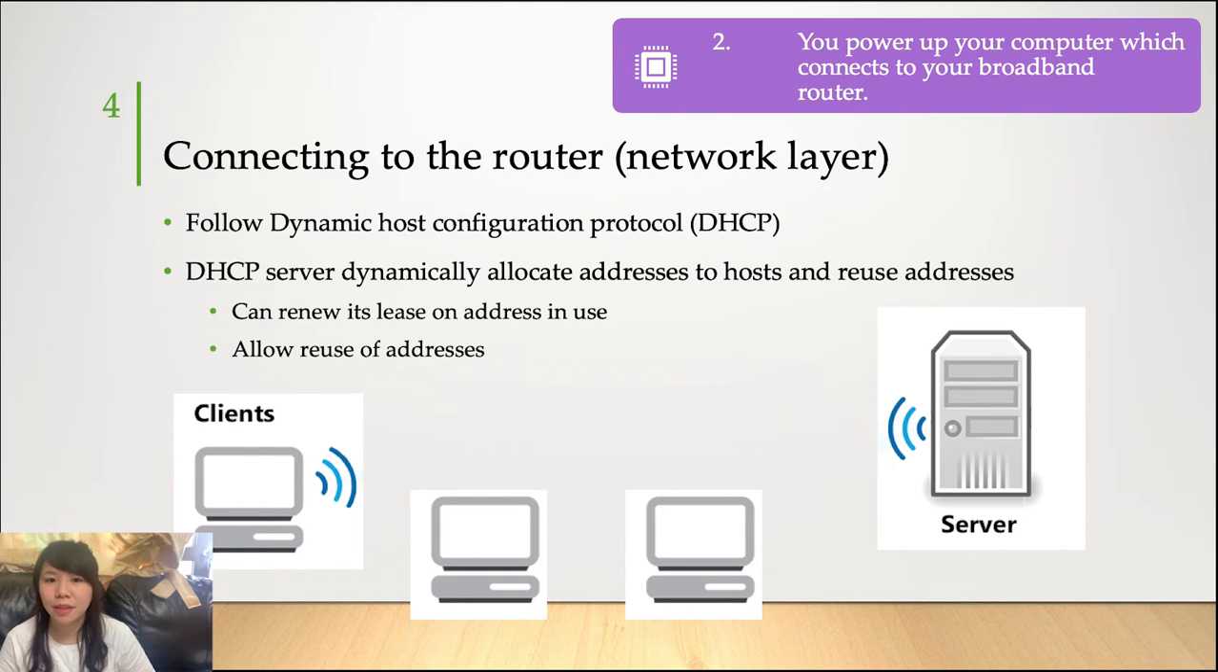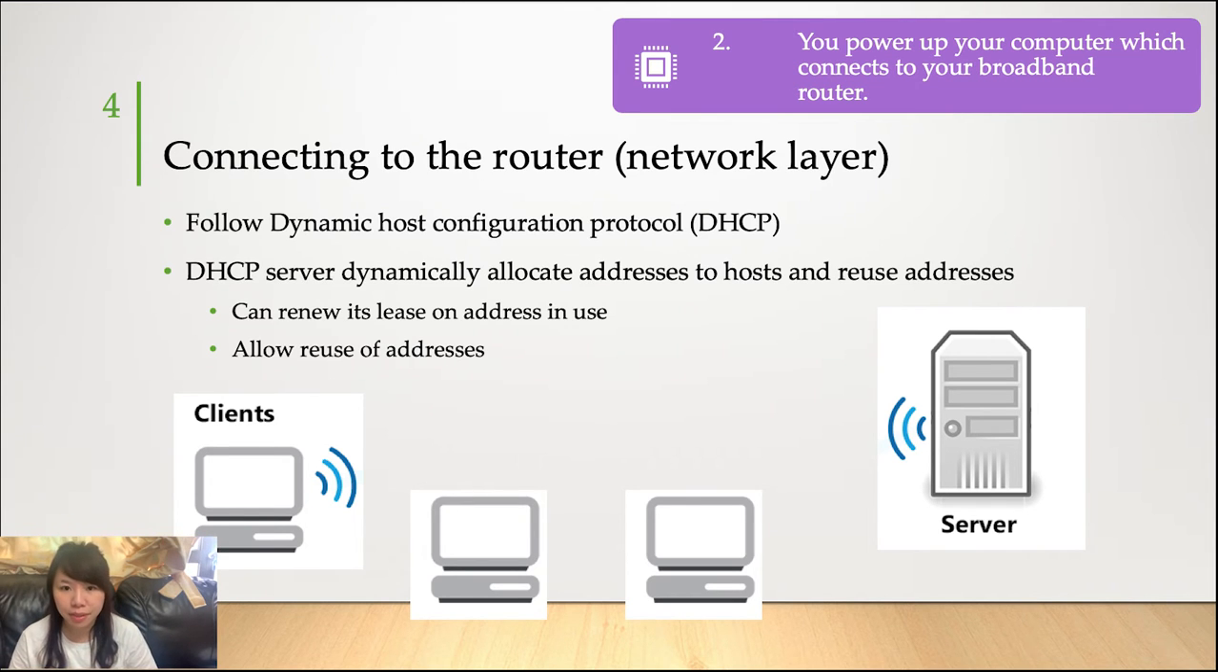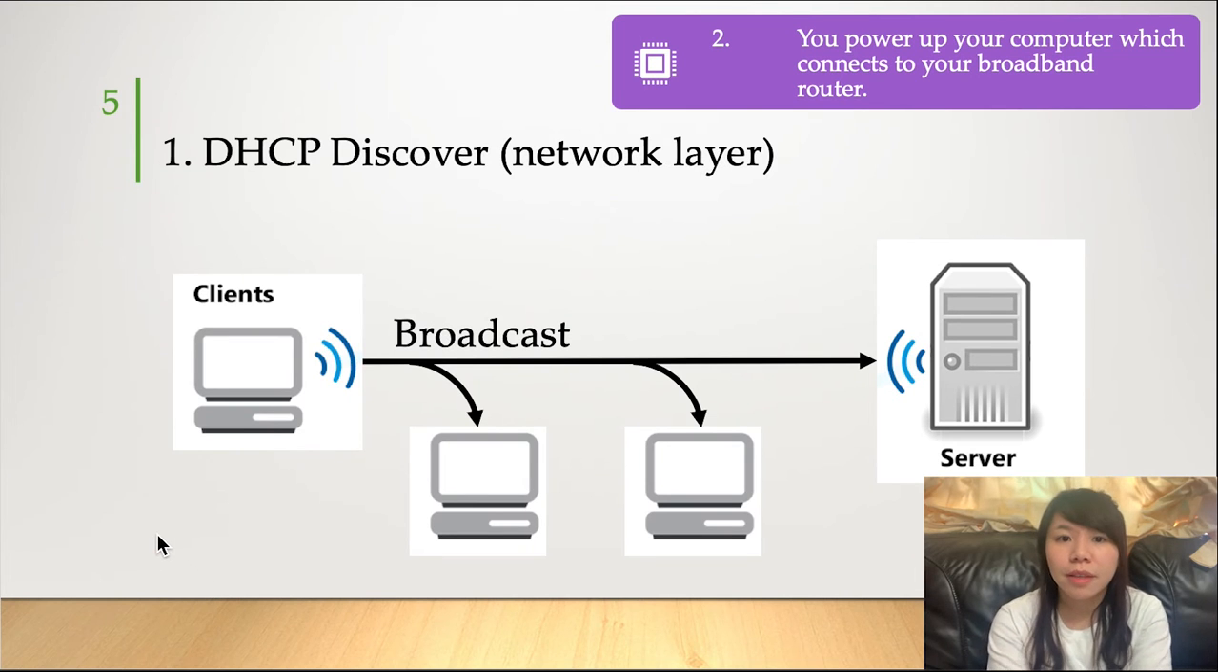It follows the Dynamic Host Configuration Protocol, DHCP. Using the DHCP, the server will dynamically allocate the addresses. The addresses can be reused and reused by other devices. To begin with, there should be several devices in the network. The client will broadcast a DHCP discovery message to the network and try to find the server.